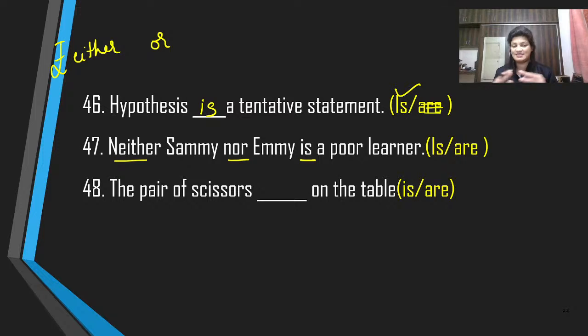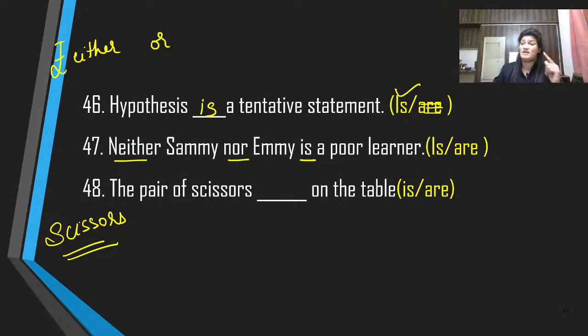Yep, it is. Remember, we had a question based on scissors. Ekta, listen here, because we had a question on scissors. If you have scissors alone, then the answer is are. But if you have a pair of scissors, the prepositional phrase rule applies over here, and we are just referring to the pair. Hence, it becomes singular and the verb is singular over here.